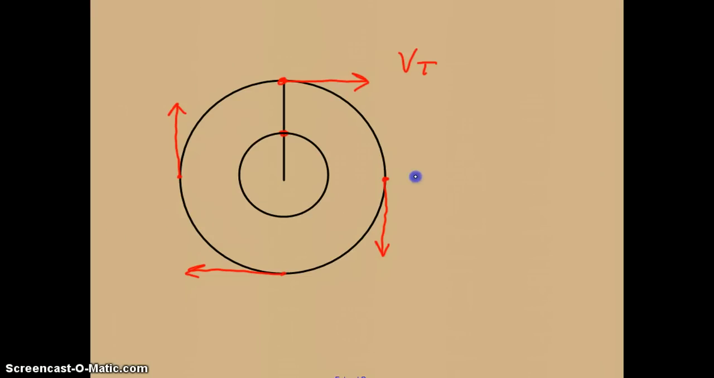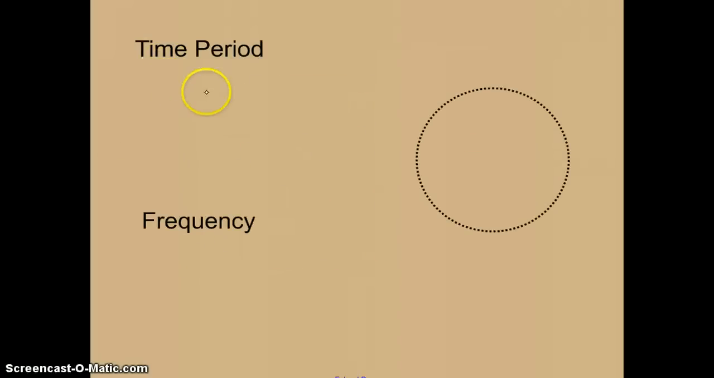How do we calculate this? Our formula is tangent velocity is equal to 2 pi times the radius, which is our circumference, divided by the time period. Well, let's look at what time period is. Our time period is the length of time it takes for an object to go around once.